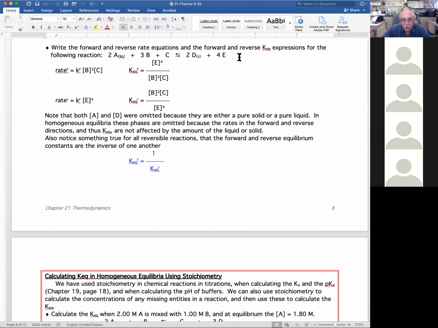So the rate going in the reverse direction will be equal to the reverse rate constant times the concentration of E raised to the 4th power. And then, if I'm going in that direction, here are the products and here are the reactants. See that?